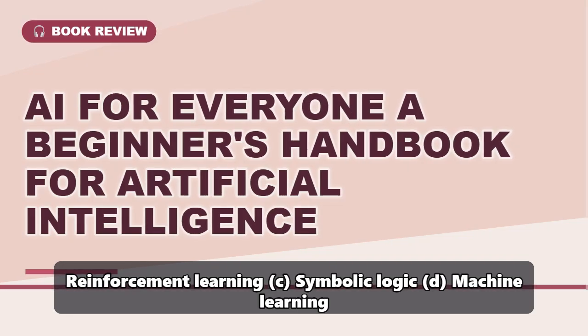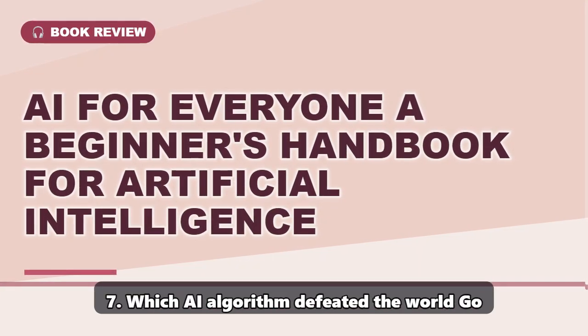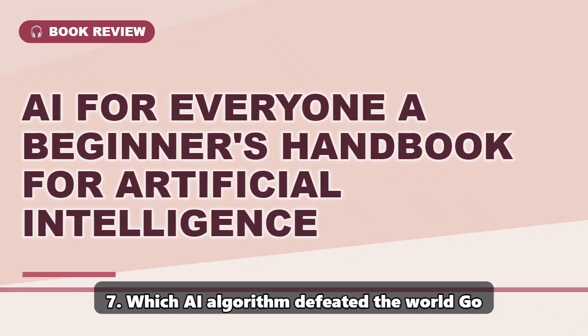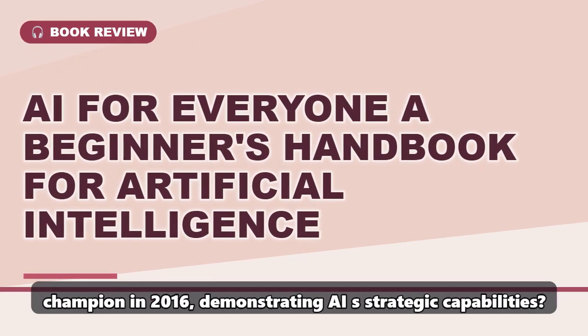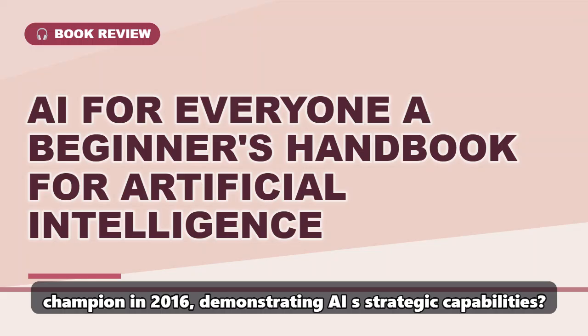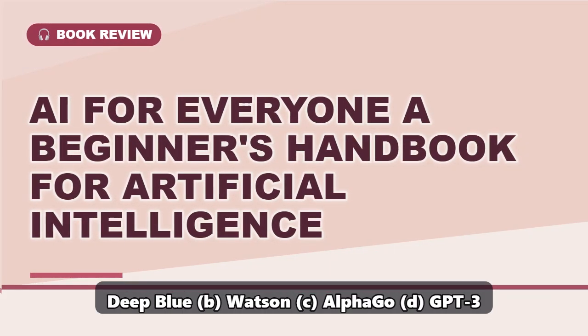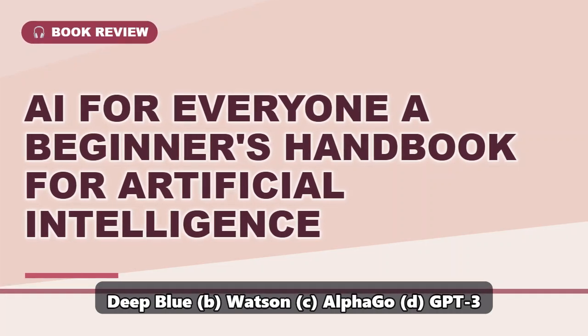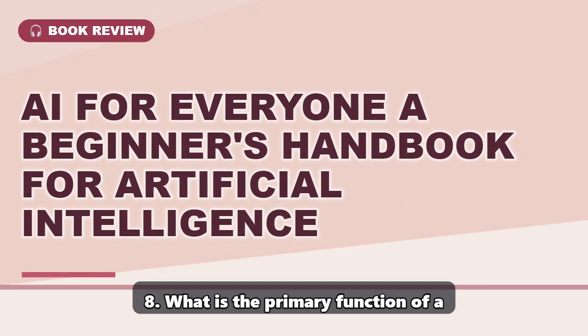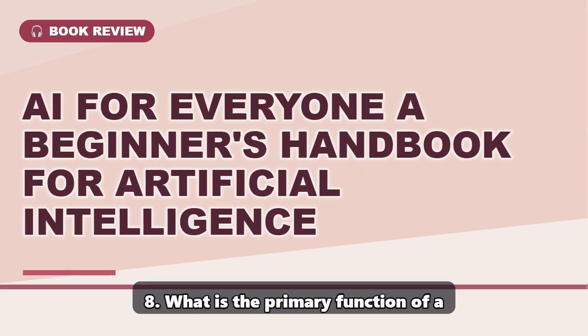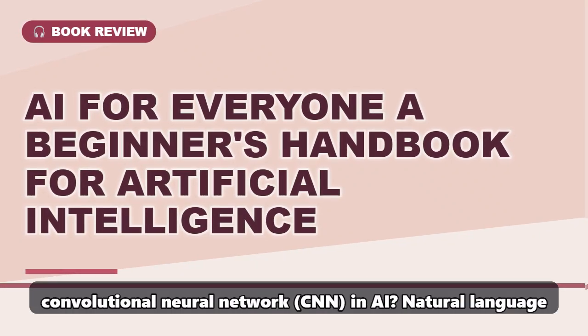6. What concept did Frank Rosenblatt's perceptron contribute to the field of AI? A. Deep learning. B. Reinforcement learning. C. Symbolic logic. D. Machine learning. 7. Which AI algorithm defeated the World Go champion in 2016, demonstrating AI's strategic capabilities? A. Deep Blue. B. Watson. C. AlphaGo. D.